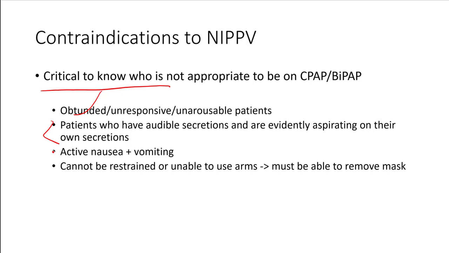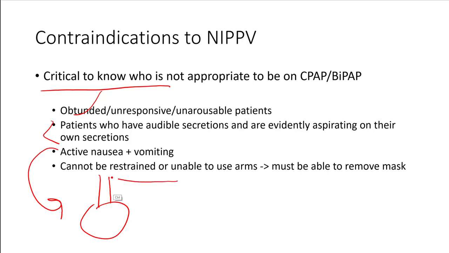If your patient is actively vomiting or is nauseous and you're concerned they may vomit, you probably should try to avoid putting them on CPAP or BiPAP. You should also be aware that it's possible with these modes of support that you could dilate the stomach and trigger nausea and vomiting. That's something to be aware of.